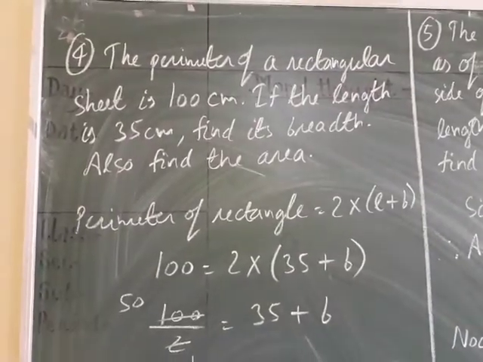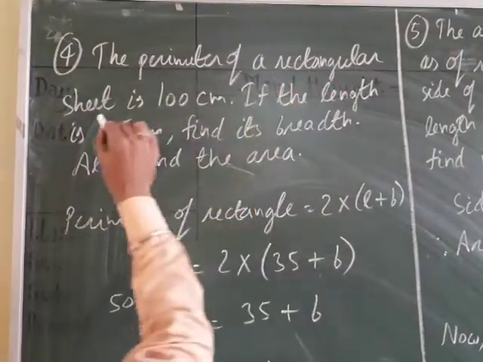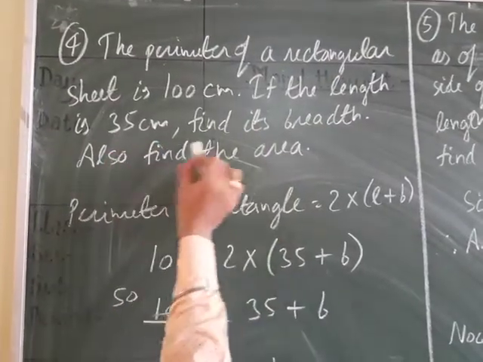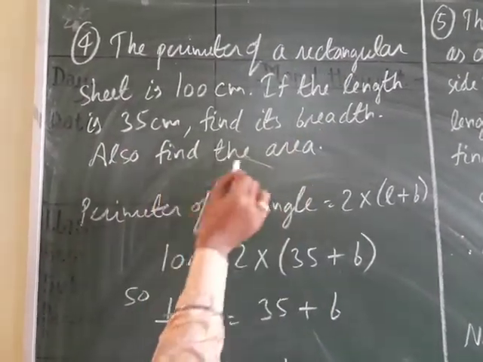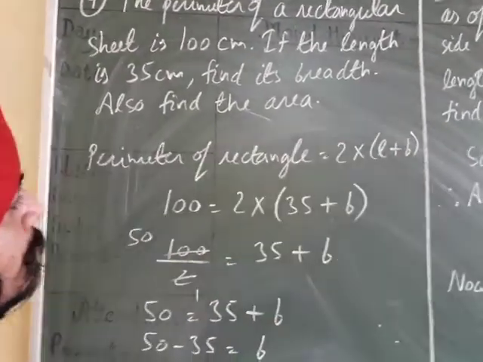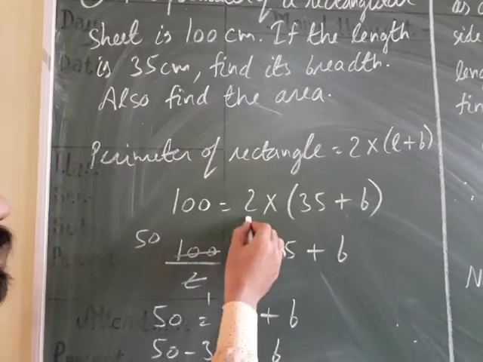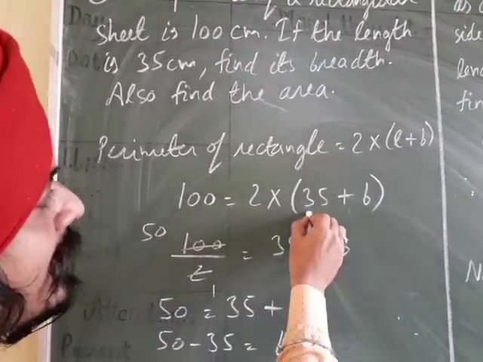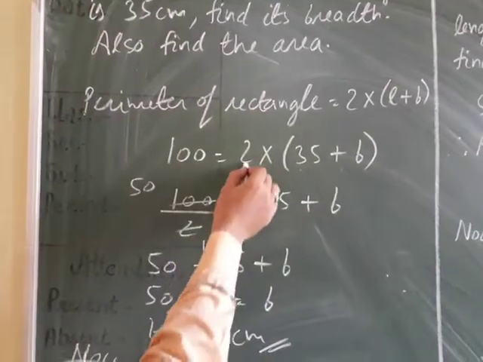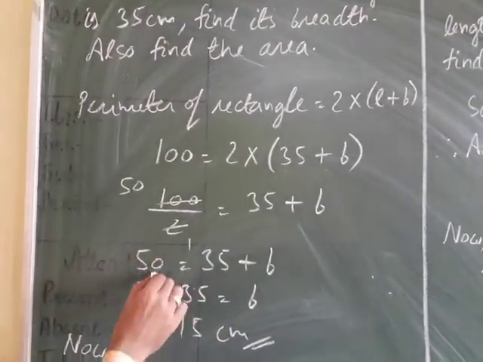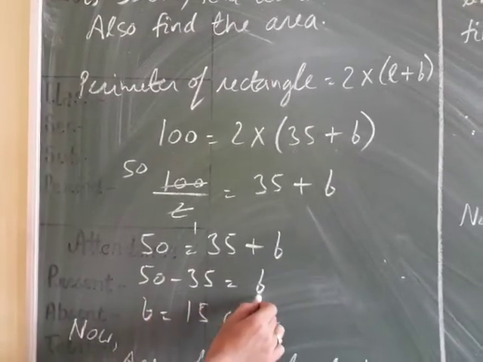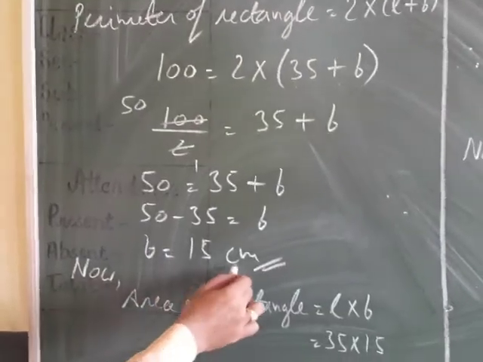Now see students, fourth question. The perimeter of a rectangular sheet is 100 centimeter. If the length is 35 centimeter, find its breadth. Also find the area. So perimeter of rectangle equal to 2 multiplied by length plus breadth. Perimeter is given 100 equal to 2 multiplied by length is given 35 plus breadth, you will write denote by B. Now you will simplify it, 2 will come in denominator. You will get 50 equal to 35 plus B. So 50 minus 35 equal to B. So breadth equal to 15 centimeter.